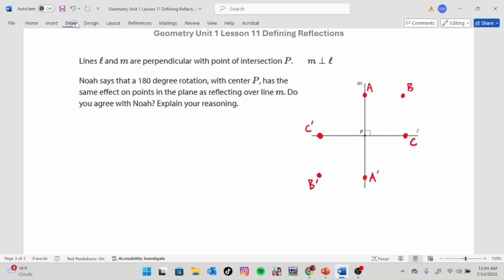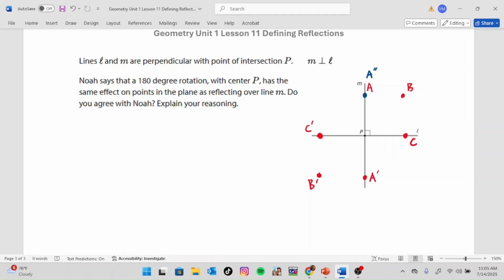Now let's see if Noah is correct. If I take point A and I reflect over line M, then because we would be going from left to right or right to left, a point on line M is going to stay in the exact same spot. So this I'll call A double prime. Notice it is not in the same spot as A prime. This means Noah is wrong.